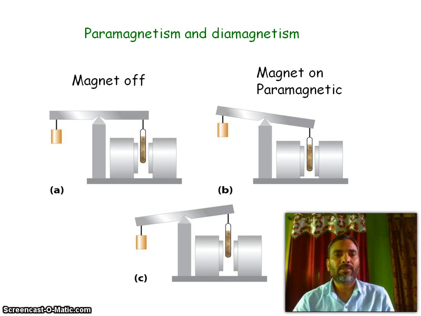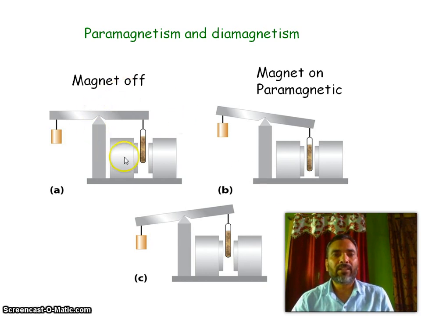So if the magnet is off, your sample is like that, and if it is on, then two situations will come. Either it will go down or it will go up. So if it is attracted by the magnet, then it is called paramagnetic. If it is not attracted by the magnet, then it is called diamagnetic.